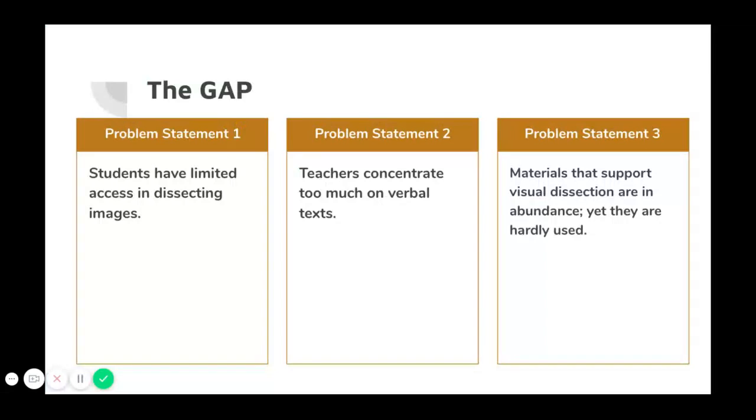The second problem statement is that teachers concentrate too much on verbal texts. And the last problem statement is that materials that support visual dissection are in abundance, yet they are hardly used. Visual images are all around us, and it's a pity that many times teachers hardly use these resources effectively.